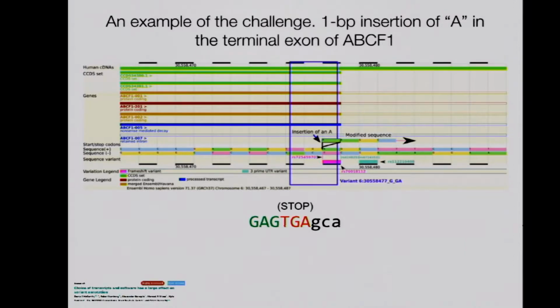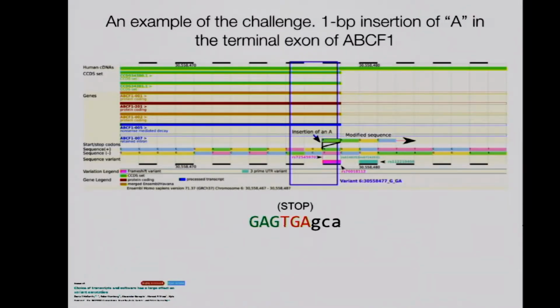So here's an example from this paper that I think highlights the problem. We're focusing on this gene called ABCF1, and the polymorphism is an insertion of a single nucleotide, a single A at this site. Given that we know there's an insertion of a single A, what is the consequence on that transcript?